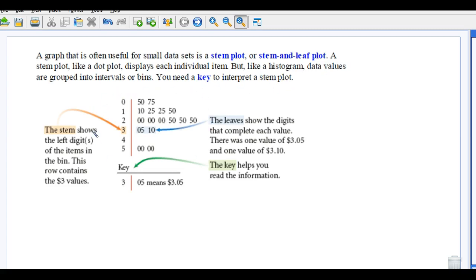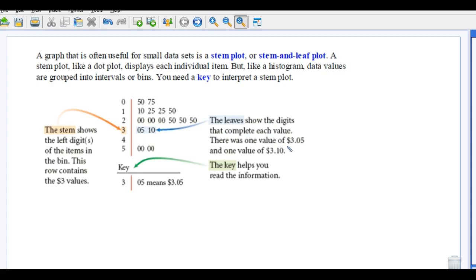So this is what it kind of looks like, and it is a little confusing at first until you start to look at it. This part is called the stem, and the stem shows the left digits of the items in the bins. This row contains the $3 values, this would be the $2 values, this would be the $1 values, $5 values, and so on. This side are the leaves. The leaves show the digits that complete each value.